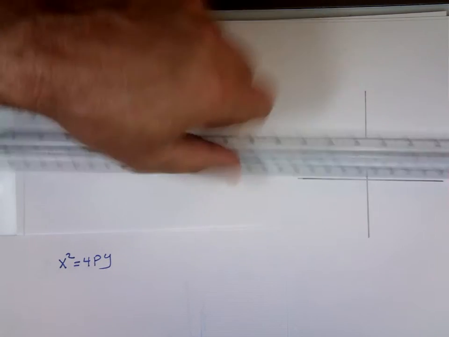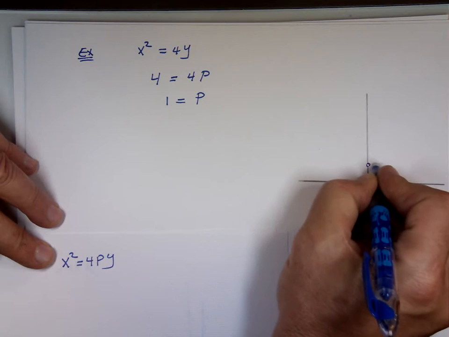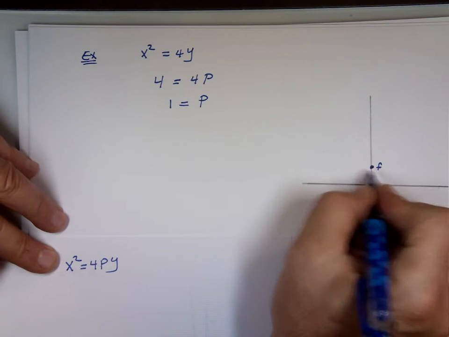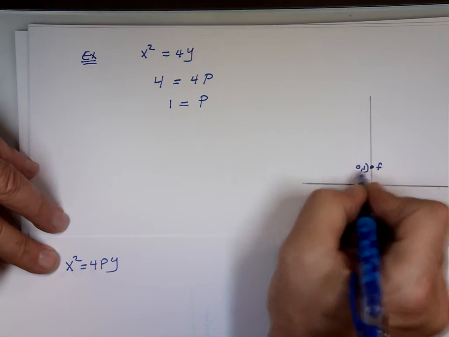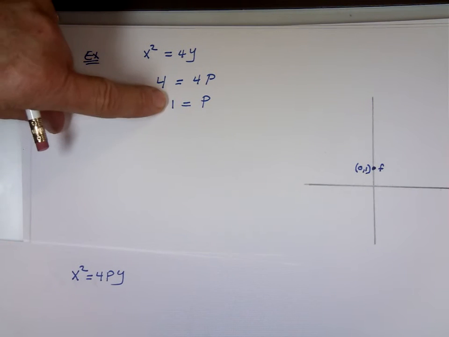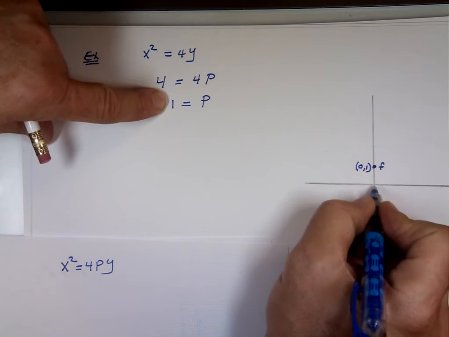We say it's going to open upward, and the focal point is going to be 1 unit above that, right? That's where the focal point is, that's where P is. So this is (0, 1), the coordinates for it if you need it. X is 0, Y is 1. Why 1? Because P is 1. The center of your graph is going to be here, and it's going to be opening upward.